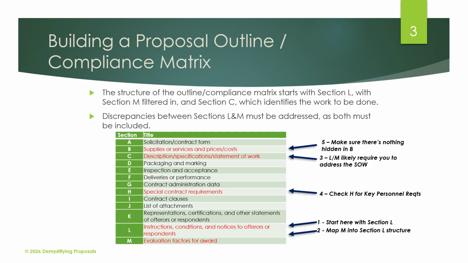It's also important to look in Section H for any key personnel requirements. And don't forget to look at Section B, which is usually the CLIN structure and tells you the kind of contract, cost plus or T&M, and that may be a factor in your management volume or other sections of the proposal.